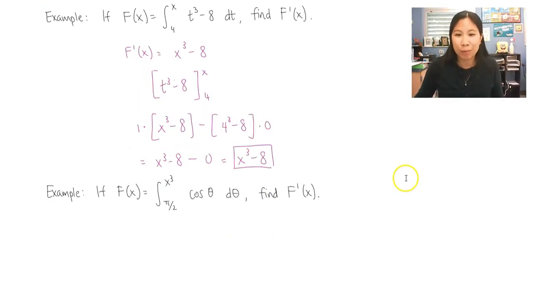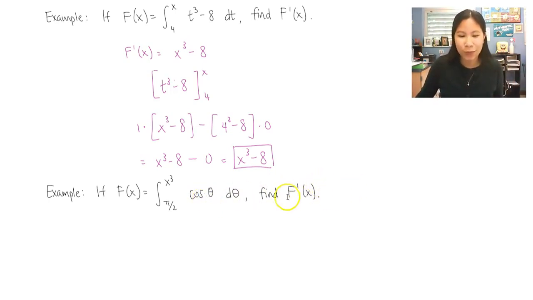All right, for my next example, I want to do one that's slightly more complicated. As you can see here, my f of x, this time when I find my integral, my endpoints are pi over 2 and then x cubed. What makes it more complicated here is the x cubed. My function itself is cos theta d theta. So we're looking for cosine, and again, like I said before, the variable itself, whether you use t or theta or any other letter, doesn't matter.